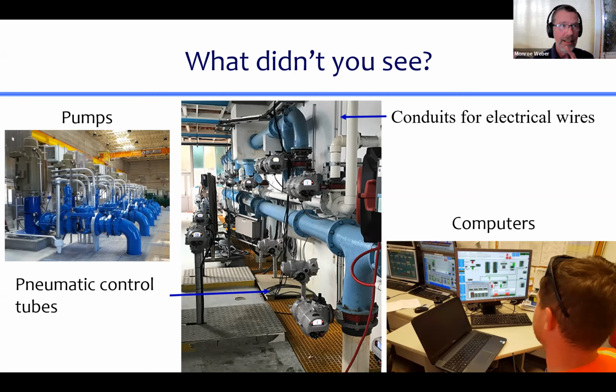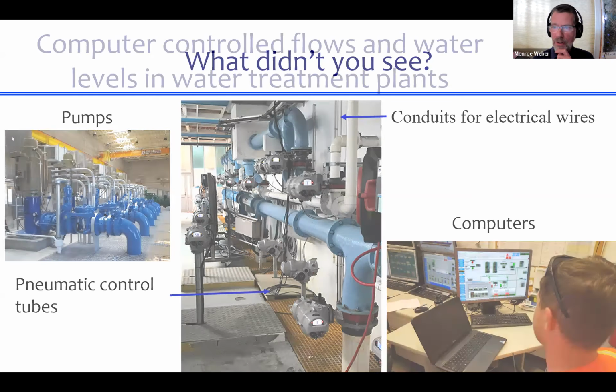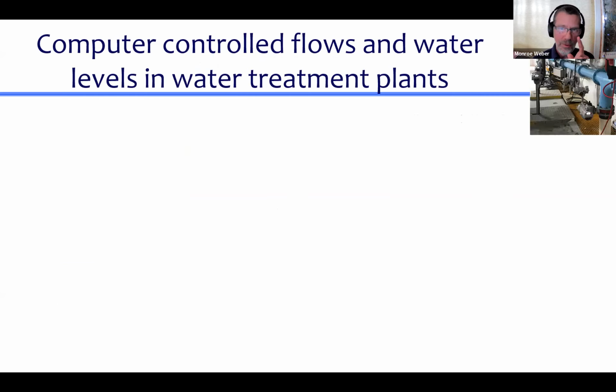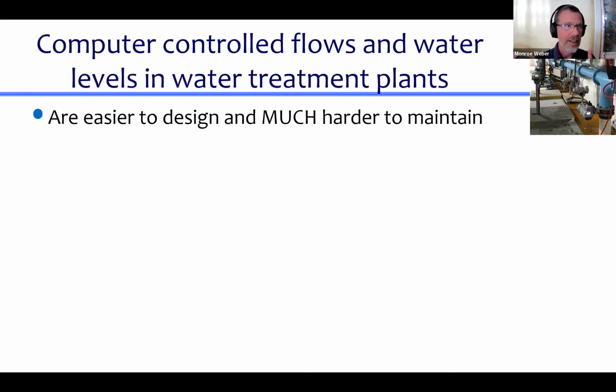And instead, what we're going to do is work really, really hard to do all of our controls using hydraulics and smart fluids. So why are we doing that? It's because computer controlled flows and water levels in water treatment plants cause a lot of problems. They are easier to design, but they're much harder to maintain.